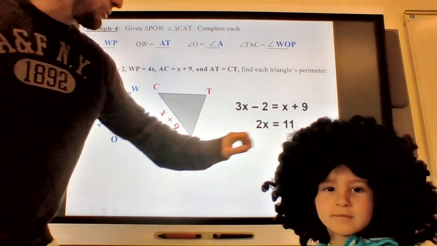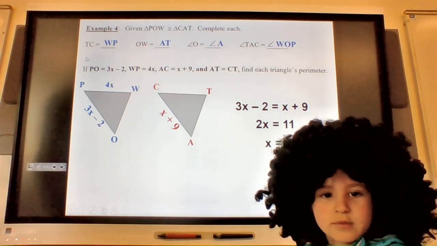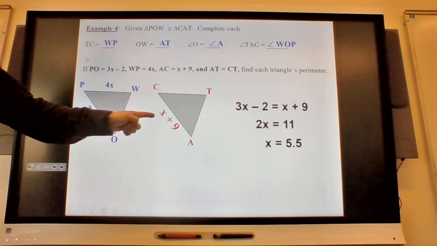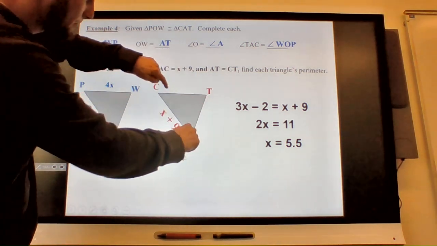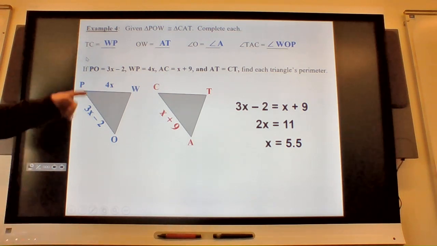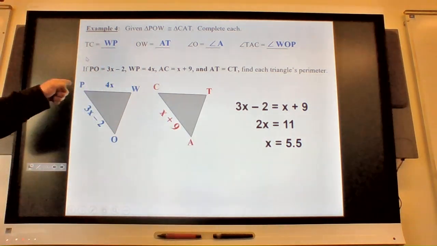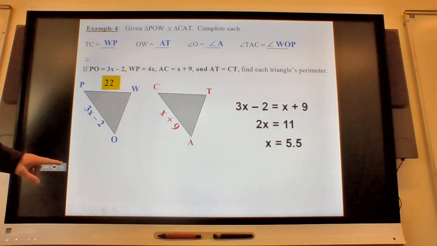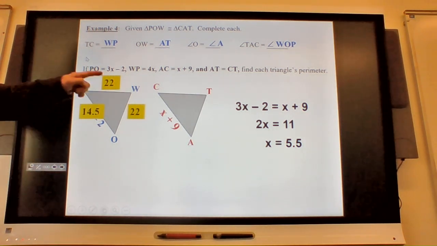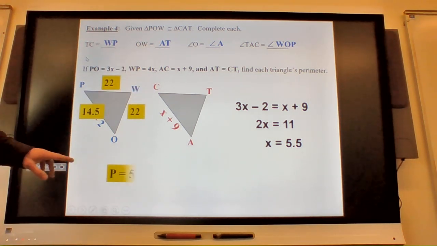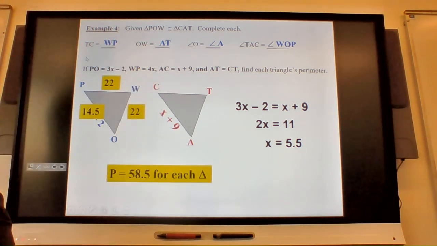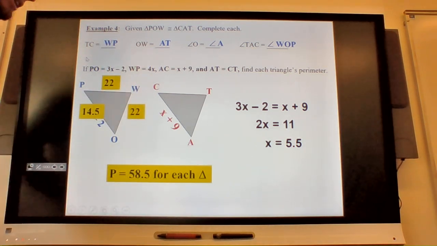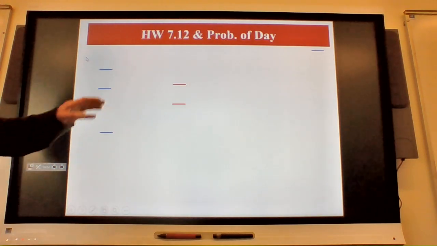So eventually you get x equals a nice fraction on there, 5.5 or 11 halves. Plug it in here, plug it in here, plug it in here. But again, you've got to recognize these are the same, and they're the same as these. So if you multiply that by 4, you get 22. So 22 plus 22, and then plug it in here as well. Hopefully, you get a perimeter that's the same for both of these. And it didn't matter if you plugged it in here and then added the 22s on as well. Should have 58.5. So hopefully, I think the homework for this particular section, 7.12, is pretty easy.